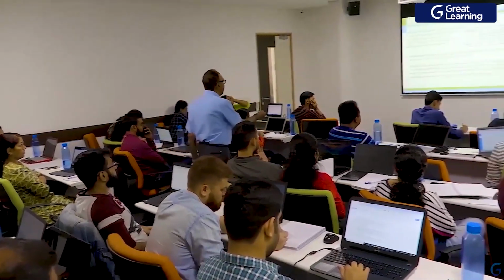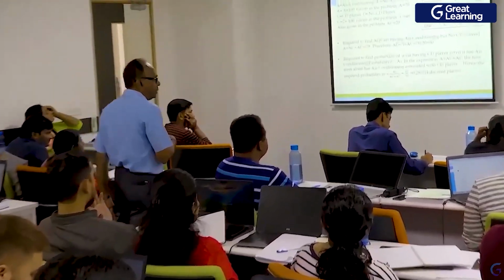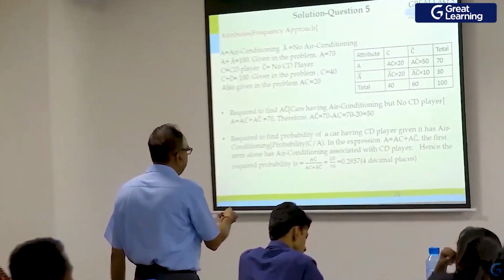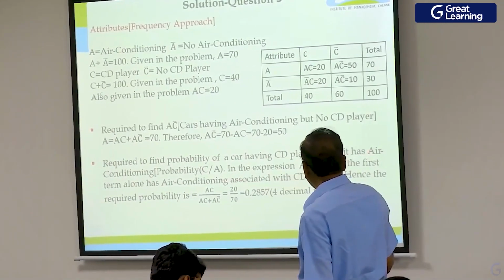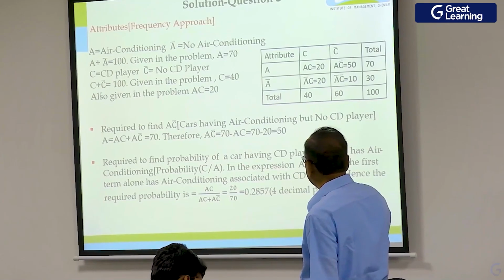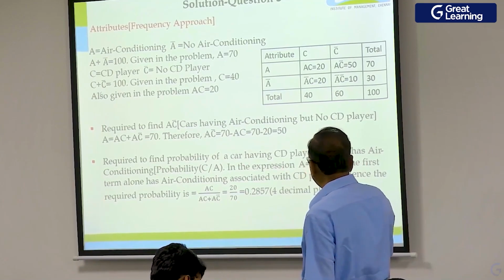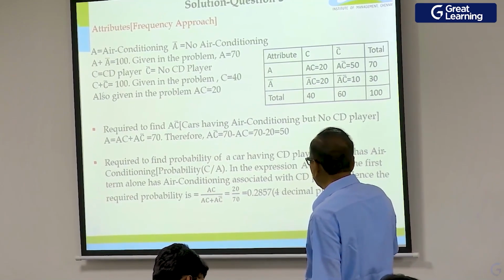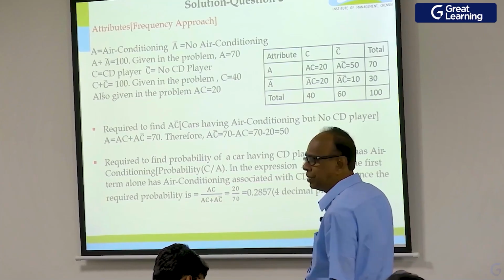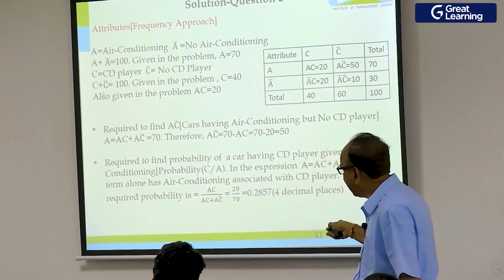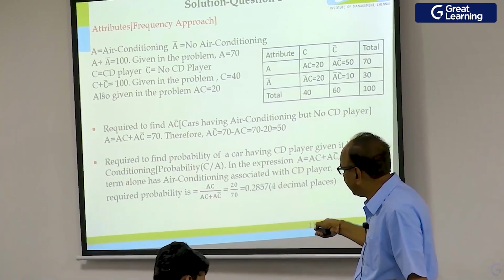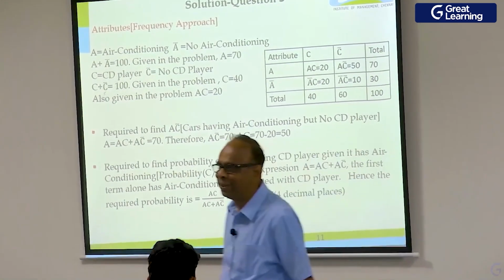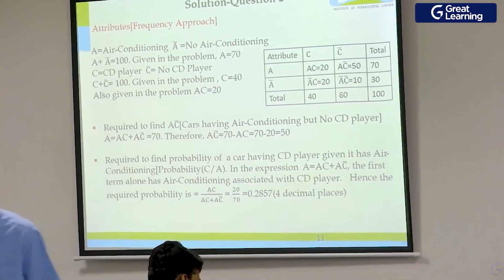Straightforward formula: AC by AC plus AC bar. This is the A. I'm giving an expression here where AC is the first term, associated with air conditioning. The second term is not. Therefore, AC is the favorable event, the number of ways it is favorable. The denominator is the total possibilities. So you get the straightforward answer.